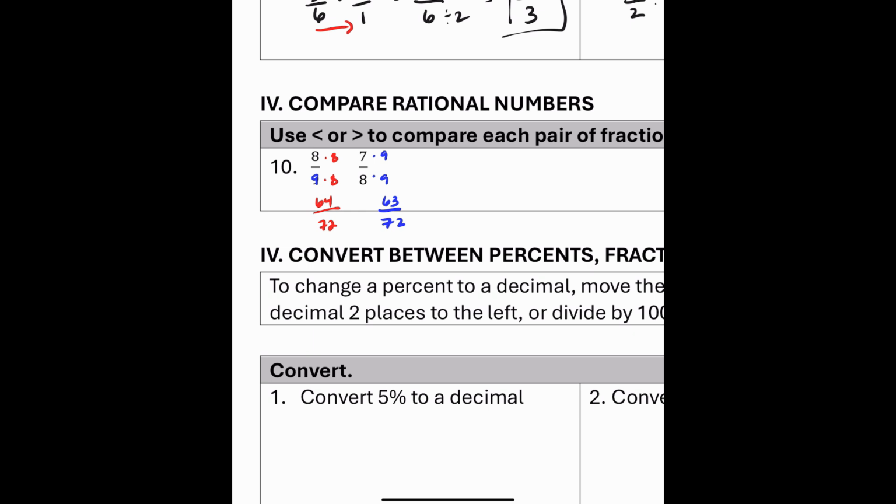So let's take a look. 64 over 72, is that greater than or less than 63 over 72? Well, they both have the same denominator, right? They both have a 72, but this one is one larger than the other one. So for sure, that 64 over 72 is greater than 63 over 72.